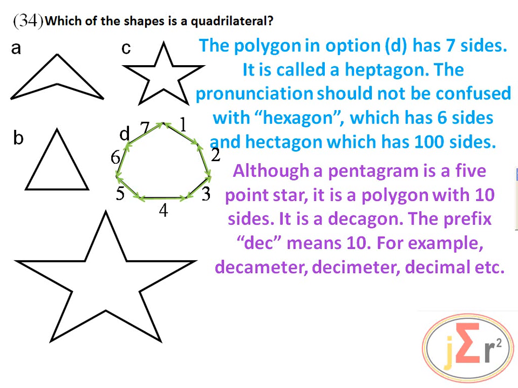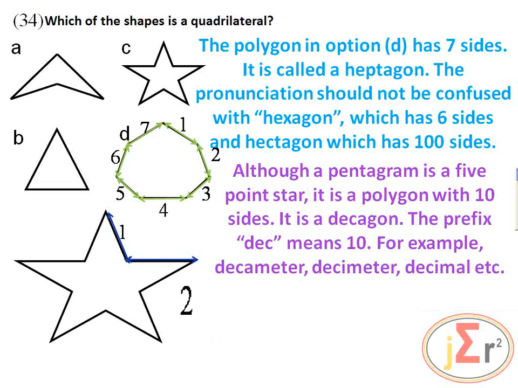Of course, the way that it is pronounced, the C is sounded here, is because of the vowel that follows. If the vowel is an A or an O, it is dec. If it is an I or an E, it is des. So it is decameter, decimeter, and decimal. That prefix means 10.